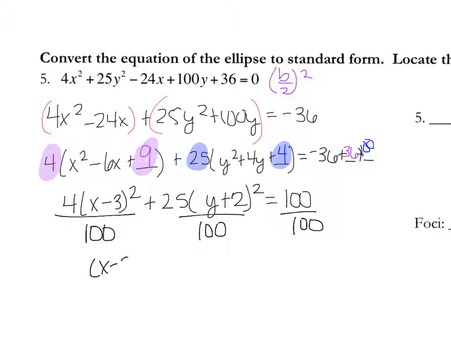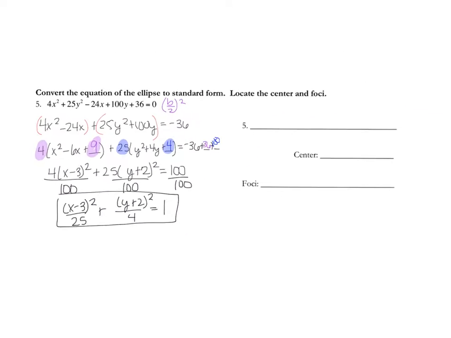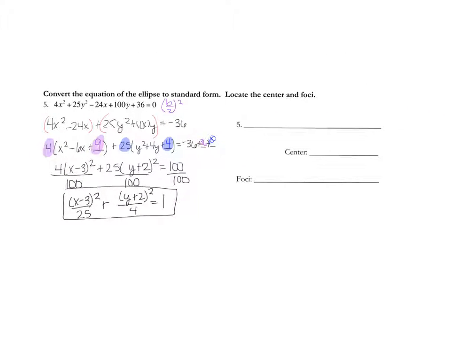So we get (x minus 3) squared over 25 plus (y plus 2) squared over 4 equals 1. That's the standard form. Then we have a few other questions to answer here. Where is the center? Well, the center is h comma k. It's the x number comma the y number, but we have to think opposite. So it'd be 3 comma -2. I'm just pulling that from these numbers right here.